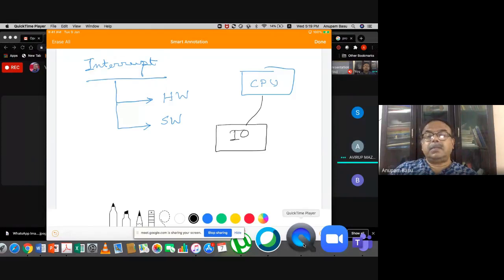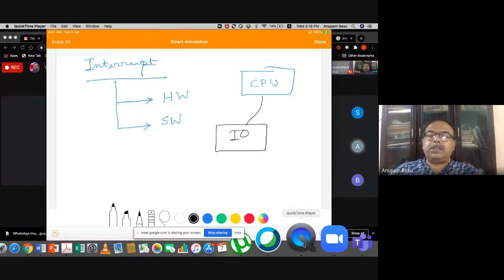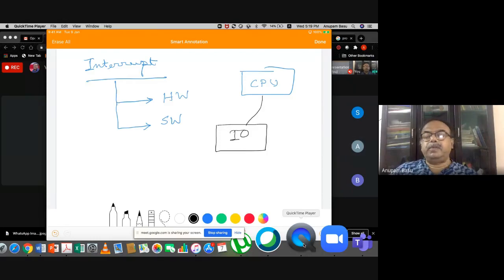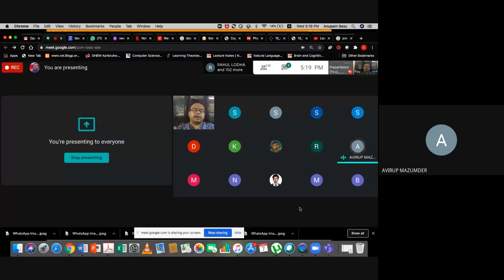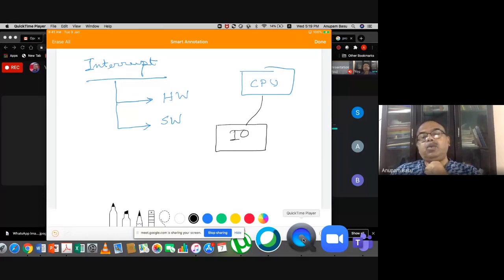CPU to IO device? This is a lottery. Tossing a coin or what? Anybody else? Sir, the hardware interrupt is generated when the process assigned to the hardware is completed. Sir, I don't want to go that far. I am stuck much before.